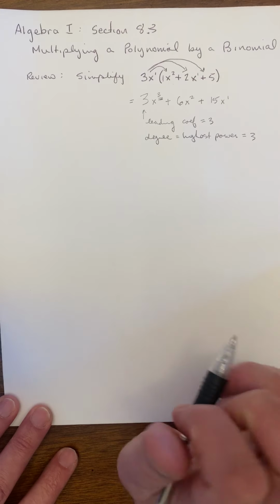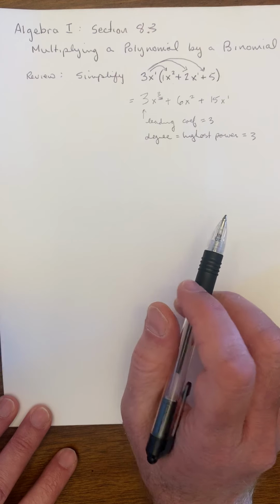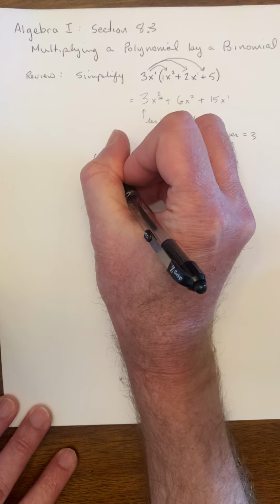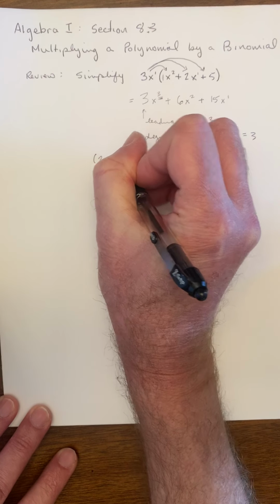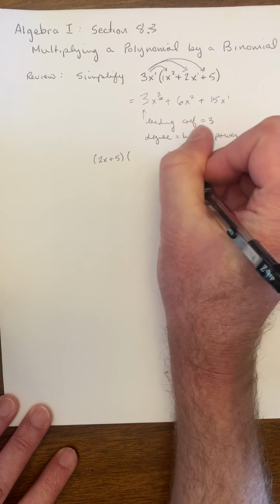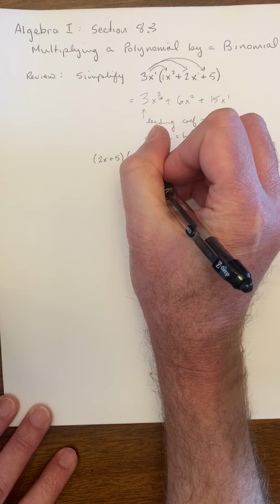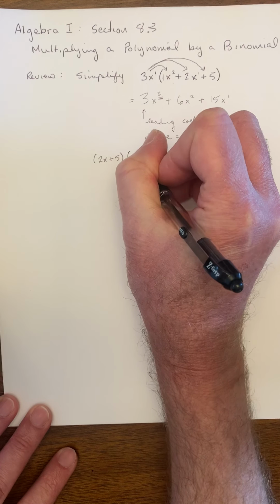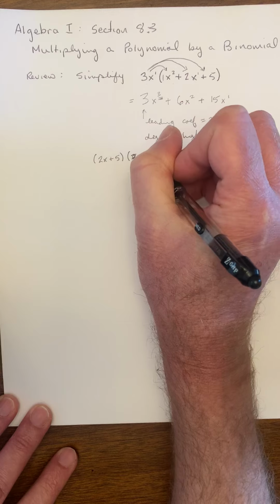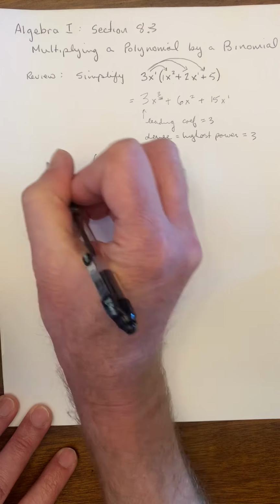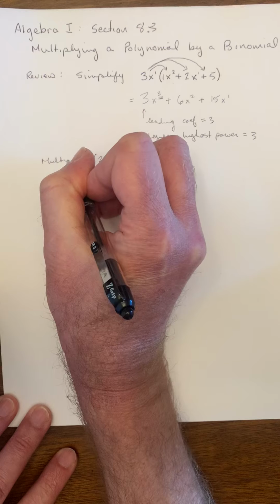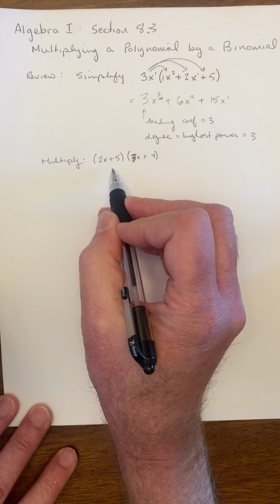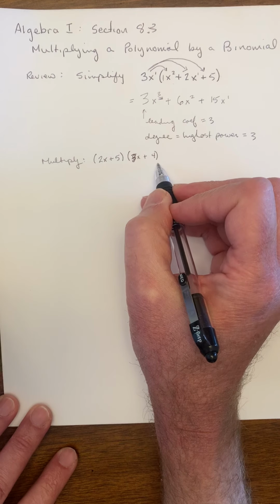So today's lesson is what happens if we want to multiply a binomial. So what if we wanted to multiply 2x plus 5 times another binomial? Let's say we had 3x plus 4. So it would say multiply, and we have 2x plus 5 times 3x plus 4.